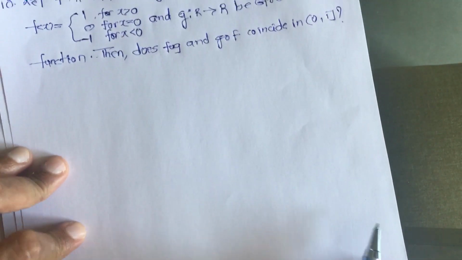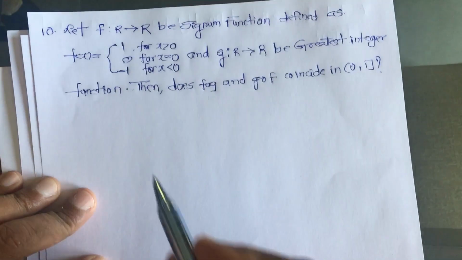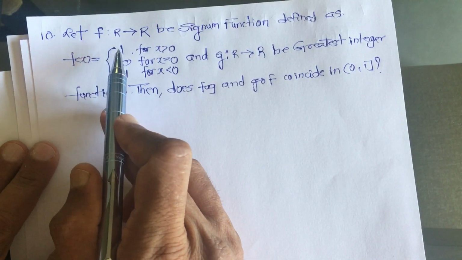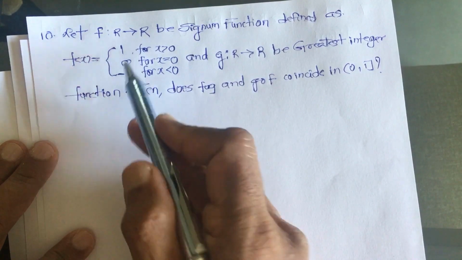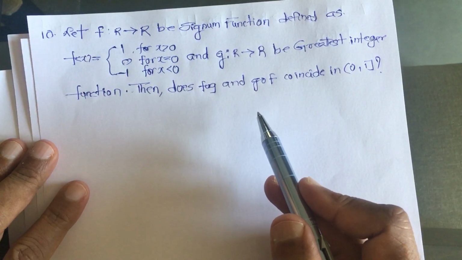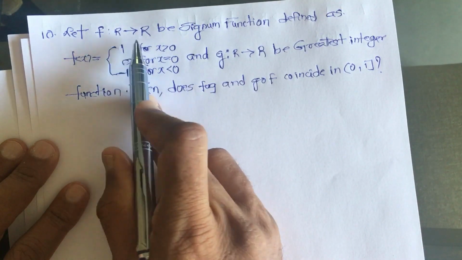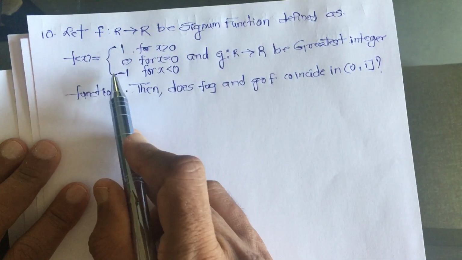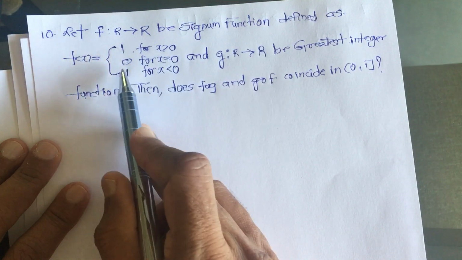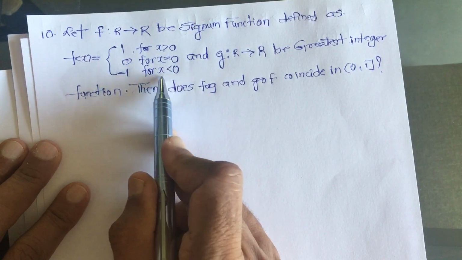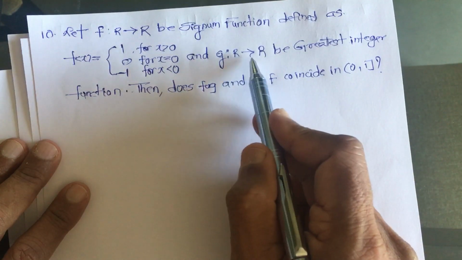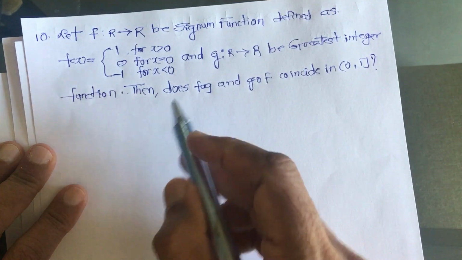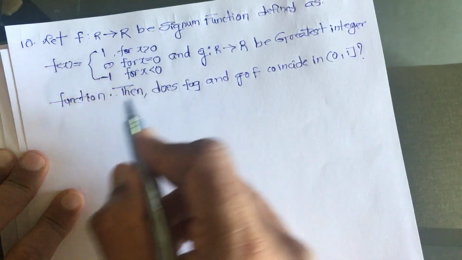Now, I will take that example once again, which I left, because there are some complaints from the students who have not understood that one. So, once again I am taking this example. f is a function from R to R, the signum function defined by f of x equal to 1 for x positive, 0 for x equal to 0 and minus 1 for x negative, and g from R to R is the greatest integer function, which is g of x equal to square bracket x.